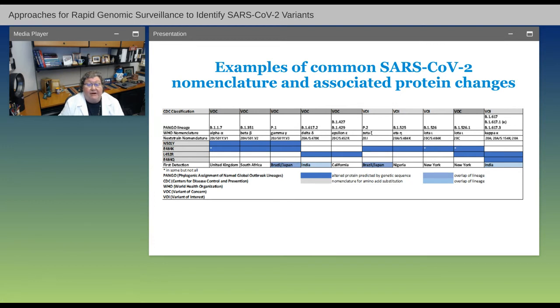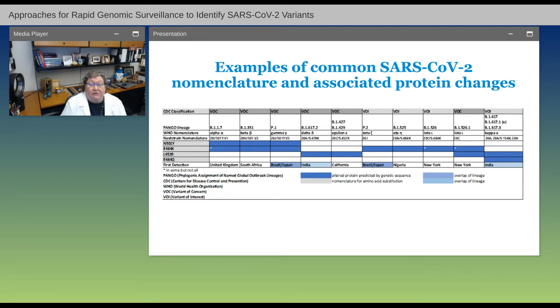Then we have the gamma variant, the delta variant, the epsilon, zeta, eta, iota, and kappa. You'll see some of them are listed more than twice. The one that originated in Brazil has the P1 and the P2, and they are named differently because of their genetic dissimilarity. So here you have the WHO nomenclature, which is the Greek. You have the Nextstrain nomenclature, which is the amino acids, and you have the Pango lineage, which is commonly used to identify those strains.